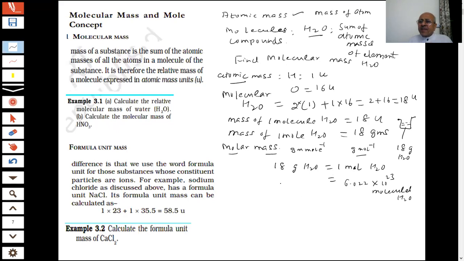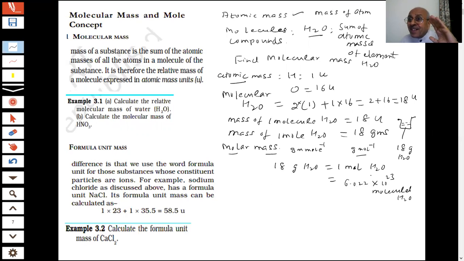Interesting? You are drinking water. You take water in a glass, and you know how many molecules are there? Millions of molecules. You are just drinking 18 grams of water. That will contain 6 into 10 power 23 molecules of H2O. Very, very small molecules of H2O. They are very tiny, very small. You can't see one molecule, but you can see a collection of molecules.